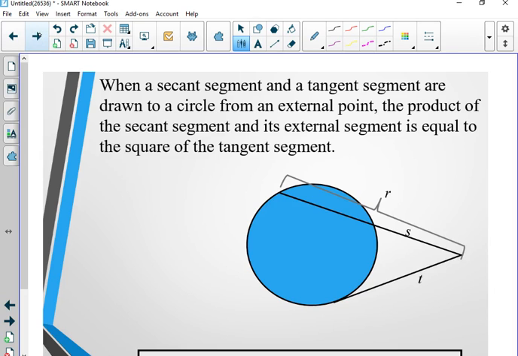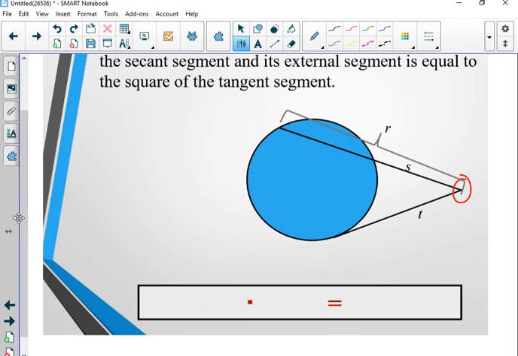All right, new concept. Similar. When a secant, S, and a tangent, T, are drawn to a circle from the same external point, the product of the secant and its external, same idea, is equal to the square of the tangent. Okay, it's a very similar idea.